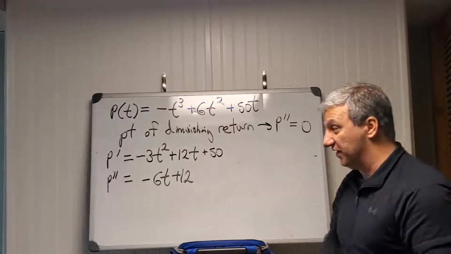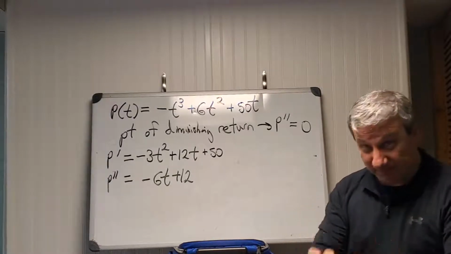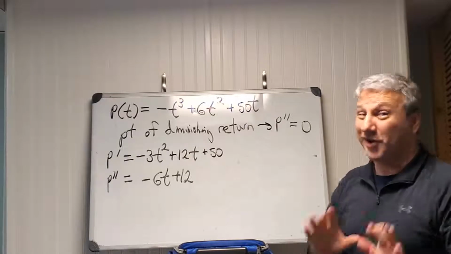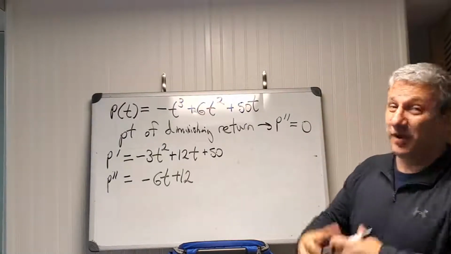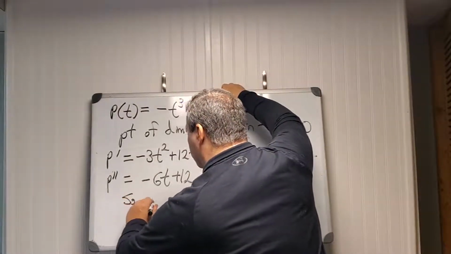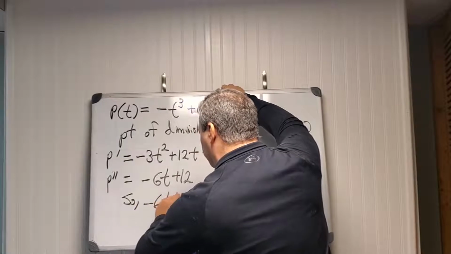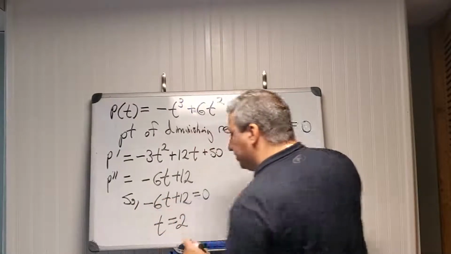There's your second derivative. To find a potential inflection point, and a special inflection point is a point of diminishing return. We'll get to what it is, okay? I'm just trying to find it first. First we find it, then we talk about it. So we find it by setting it equal to 0. So we set this equal to 0, and then by good algebra, I get t is 2.